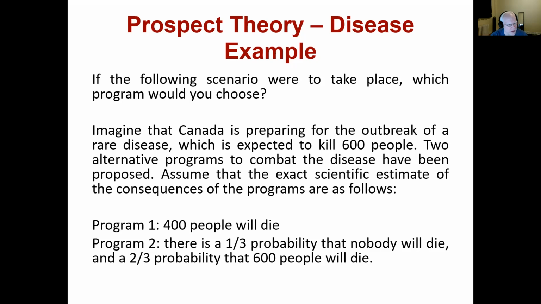If the following scenario were to take place, which program would you choose? Imagine that Canada is preparing for the outbreak of a rare disease which is expected to kill 600 people. Two alternative programs to combat the disease have been proposed. Assume that the exact scientific estimates of the consequences of the programs are as follows. I altered the example from the original publication to make it Canada-centric, but it's coincident given COVID. In program 1, 400 people will die, and in program 2, there's a 1/3 probability that nobody will die, and a 2/3 probability that 600 people will die.